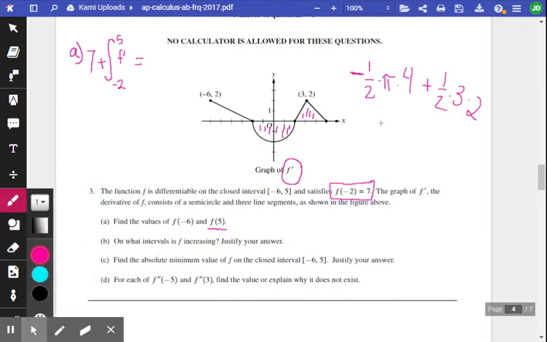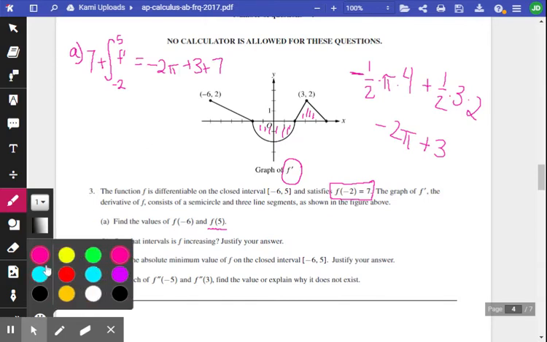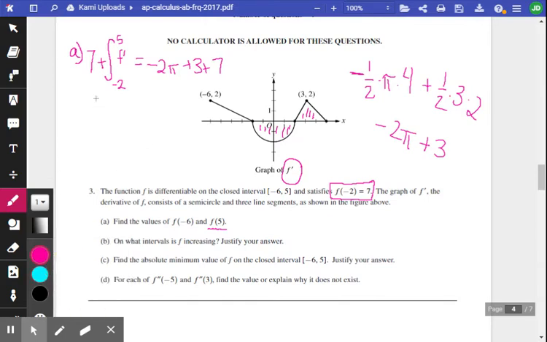Okay, so actually this is -2 pi plus 3. Sorry, I didn't need to change too much, but -2 pi plus 3 plus 7. So -2 pi plus 10. All right, for f of -6, so this one was f of 5, part A.